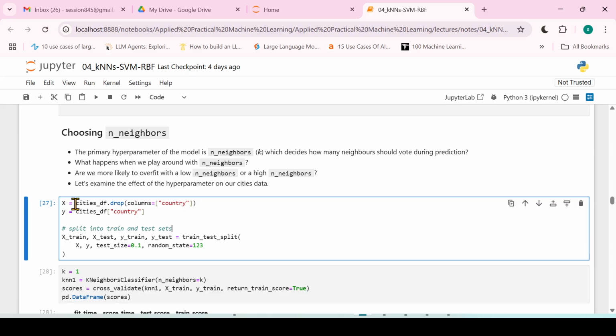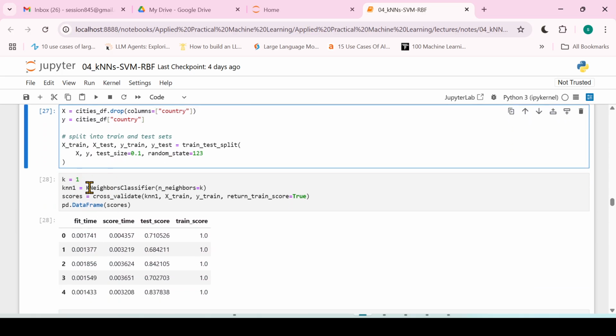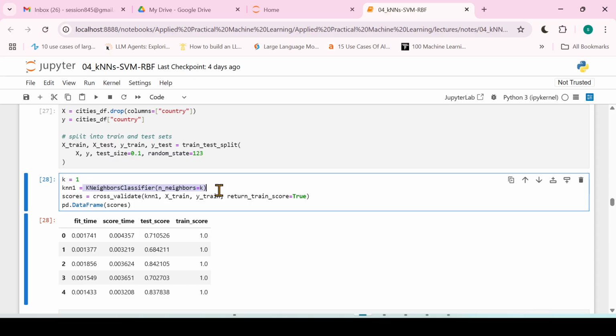So here we have separated X and the Y. We have split our data into training and testing. Now here we are building models with n neighbor as 1 and then applying the cross validation. Again, remember that we have discussed the cross validation, which we use to take decisions based on the validation data set, right?